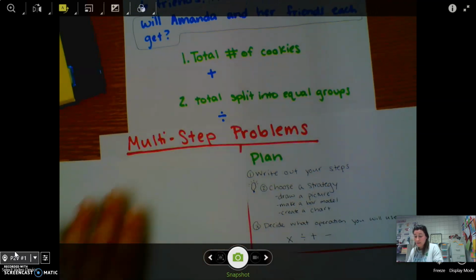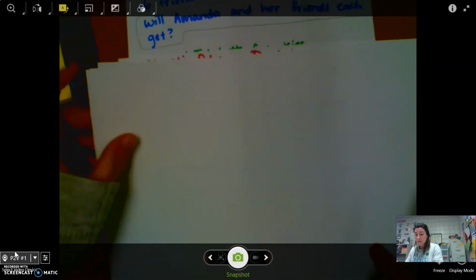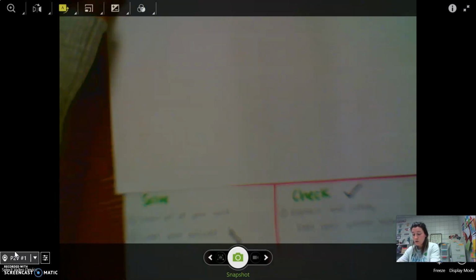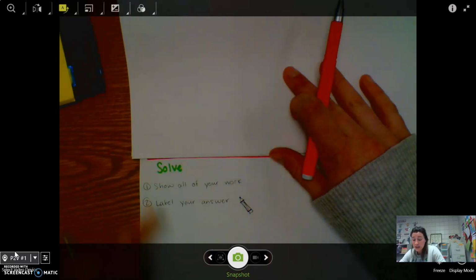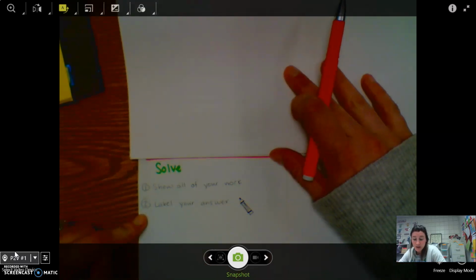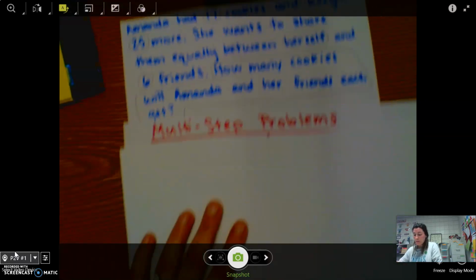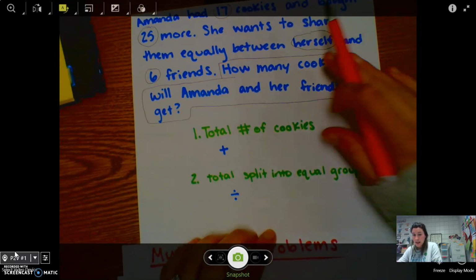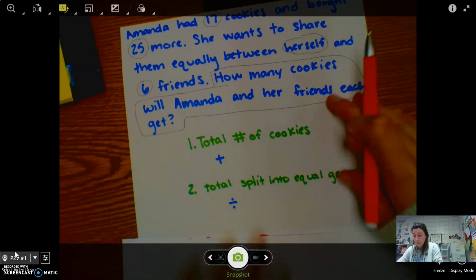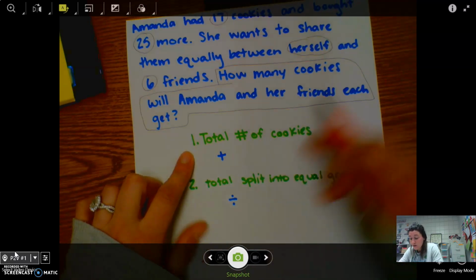The next step to multi-step problems is going to be, let's see, we need to solve. We need to show our work and label our answers. So let's take a look back at our problem. I need to follow my plan and make sure I'm following it. So my first step is to add the total number of cookies.